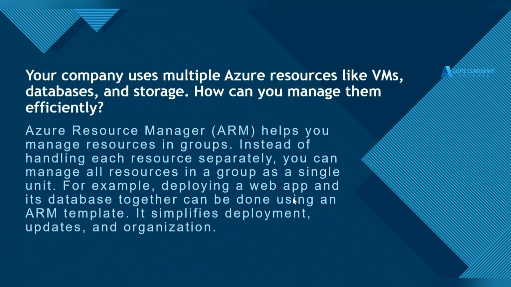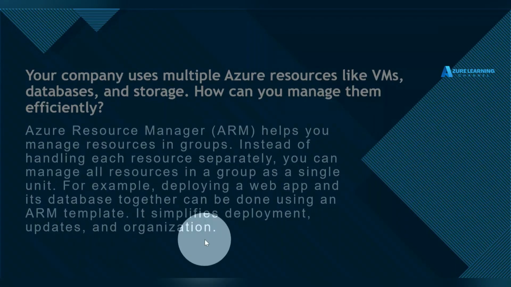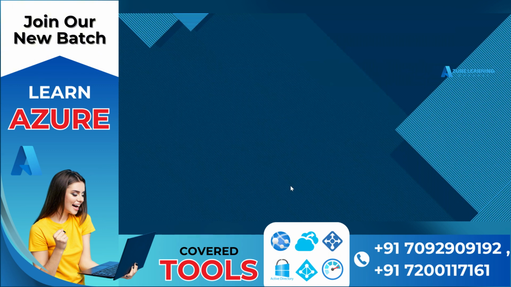In addition to that, let me tell you an example. If you want to develop a web app with the database together, you can simply achieve it with an ARM template. This ARM template literally simplifies all the infra setup. Whatever resources you want to create, you can pass everything as JSON code in the ARM template. Then that ARM template would create all the resources. This also helps to replicate the resources in another account or another subscription. It literally simplifies the deployment, the updates, and the organization. Okay, let's move on to the next question.